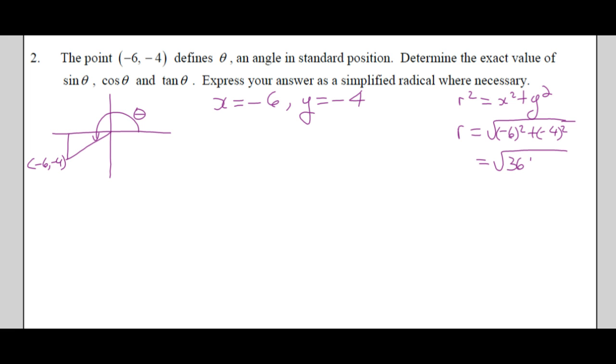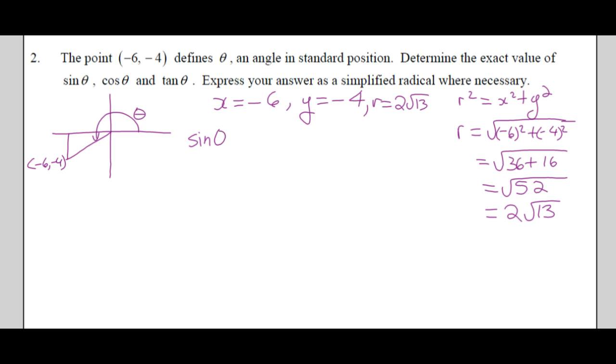So this is 36 plus 16, which is how much? Which is equal to root 52. We've got to simplify, so express your answer as a simplified radical. We'll take the entire radical, root 52. 52 is 4 times 13, so it's 2 root 13, and it's just going to be a positive value. So let's go up here. r is equal to 2 root 13.